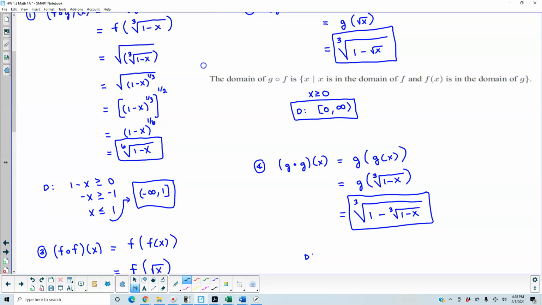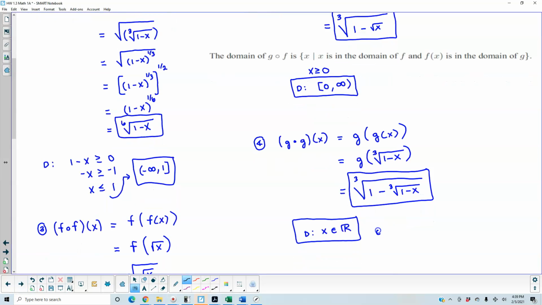And so what would the domain of this function be? Well, the cube root of 1 minus x, which is the radical underneath the root, can be any real number. And we know that the cube root can also be any real number. So therefore, the domain can be any real number. Now remember that any real number can be written as negative infinity to positive infinity.